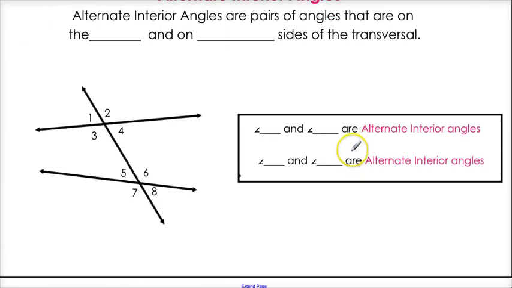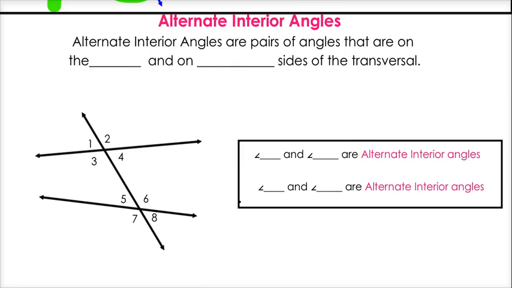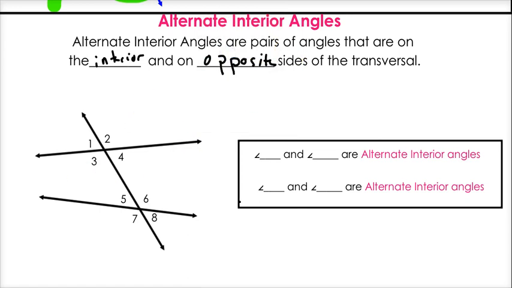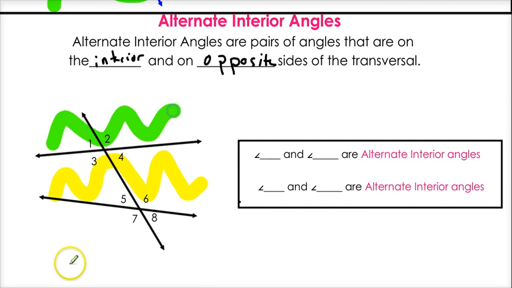So let's start with alternate interior angles. Alternate interior angles are a pair of angles that are on the interior, and on opposite sides of the transversal. Now, what does that mean? I know you have words here, but we should probably figure out what that means. Well, as you remember, I just talked about, there's two areas. There's the interior, that's this, and then there's the exterior.